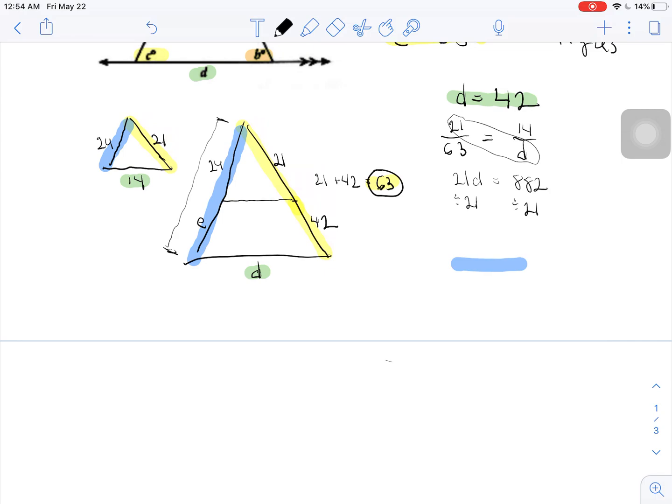So if you're calculating something that's part of a side length, then you have to start by finding the whole side length first and then go from there. So we're going to start by finding the whole side lengths first.